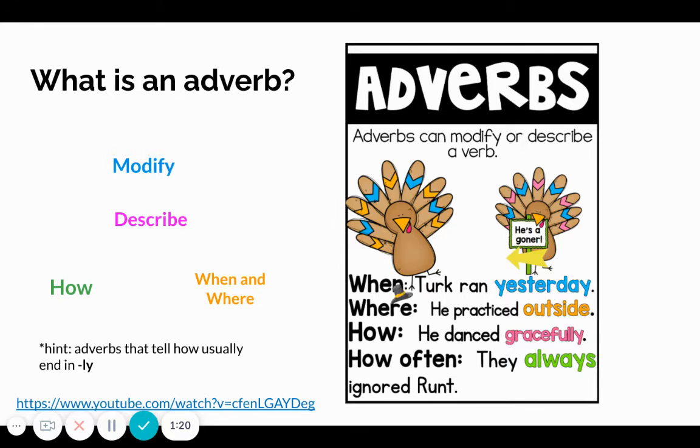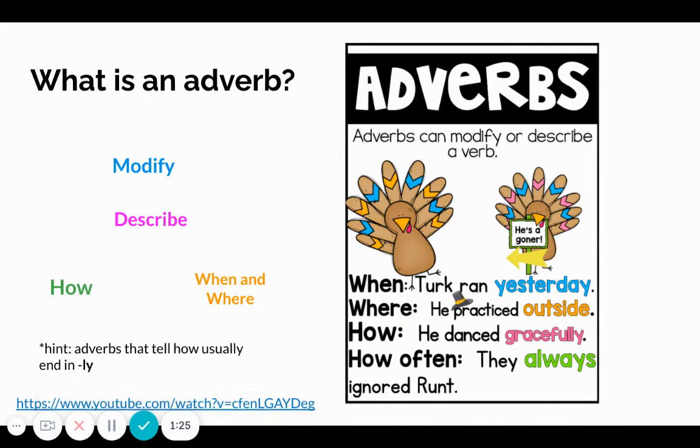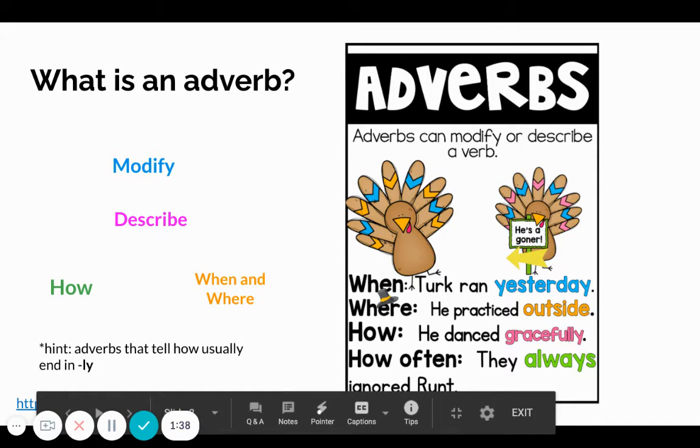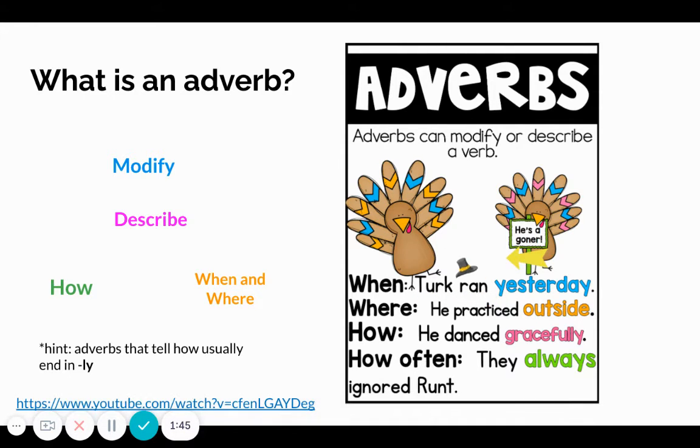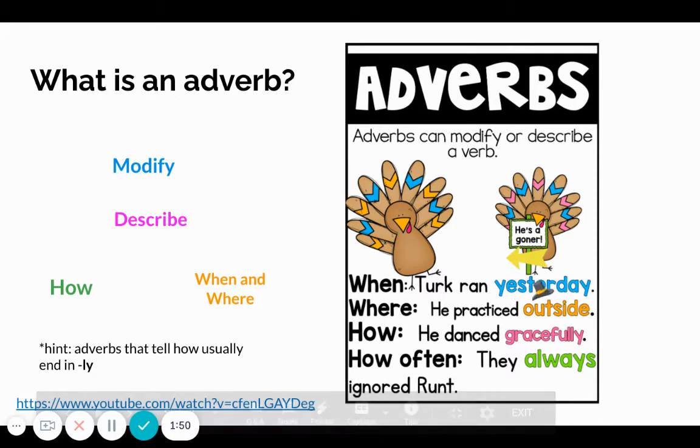So for instance, let's read these sentences here. This says when. So this sentence is using an adverb that will tell us when. The sentence reads, Turk ran yesterday. And if you notice here, yesterday is in blue. And remember, it's using a when adverb. Turk ran. Ran is our verb, our action word. When did Turk run? He ran yesterday. So yesterday is our adverb.